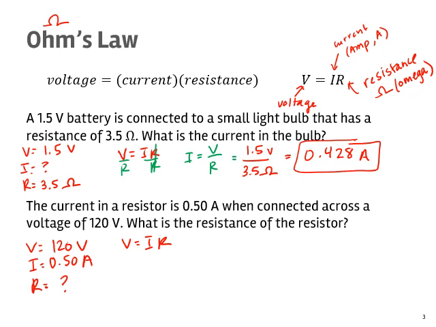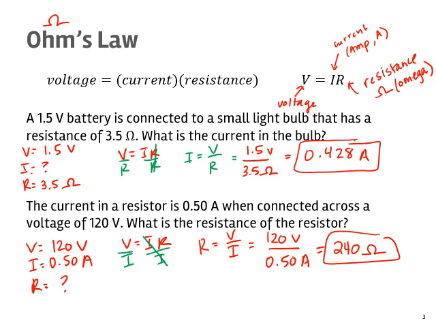So here we need to get resistance on a side by itself. We're going to divide both sides by I. I cancels out. That leaves us with a formula of resistance equals voltage over current. That's going to be 120 volts divided by 0.5 amps, which gives us a value of 240. In terms of our units, the unit for resistance is going to be ohm. So that's the Greek letter omega. This would be our answer for this one.